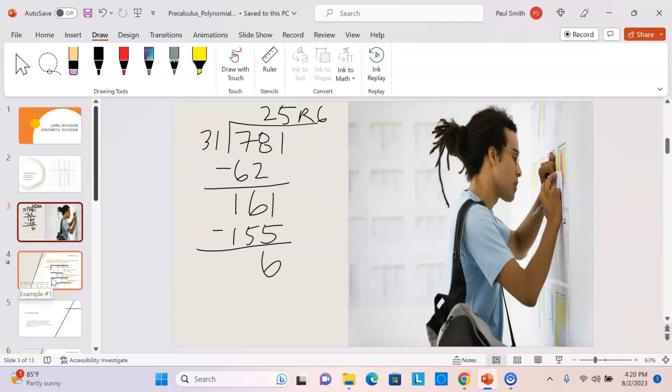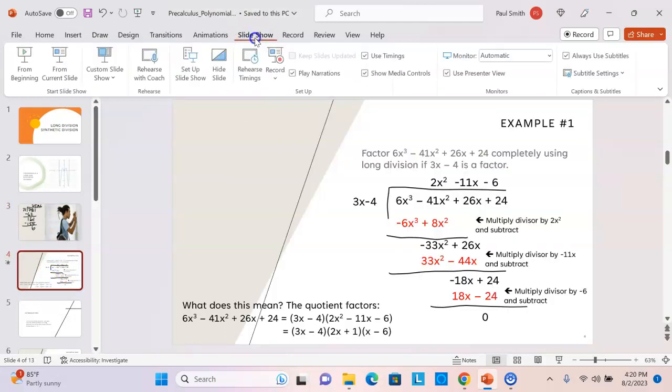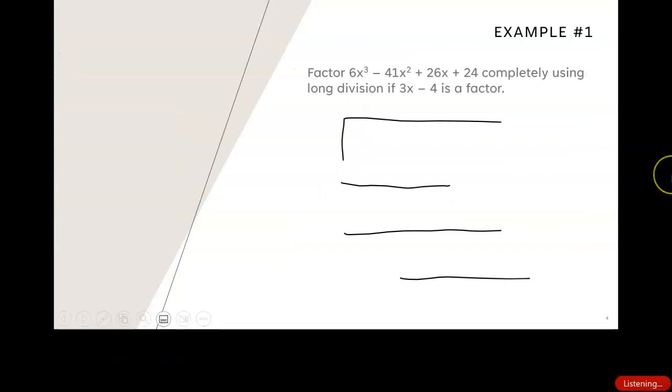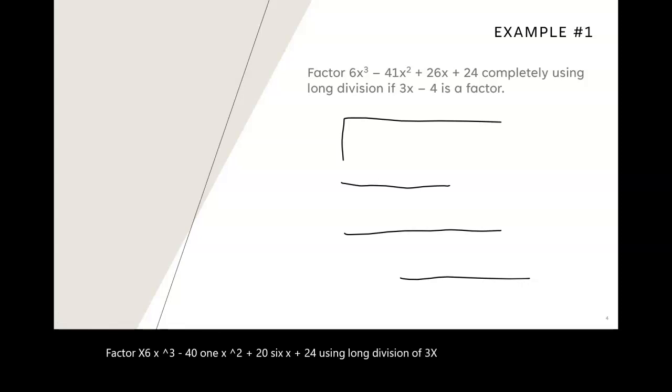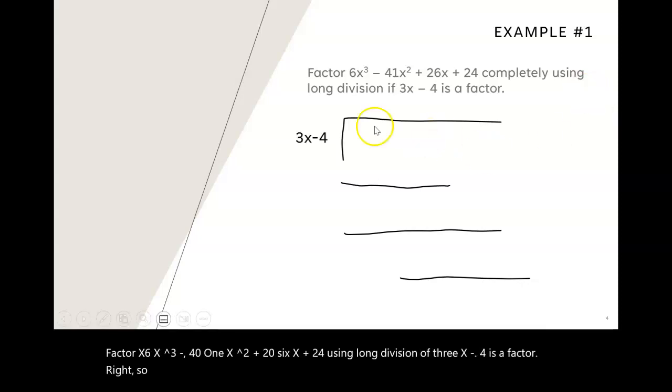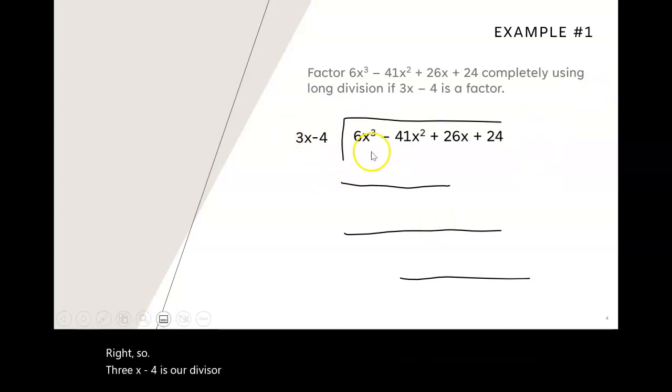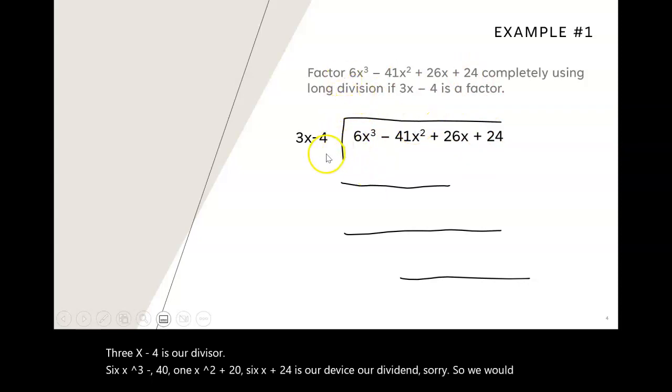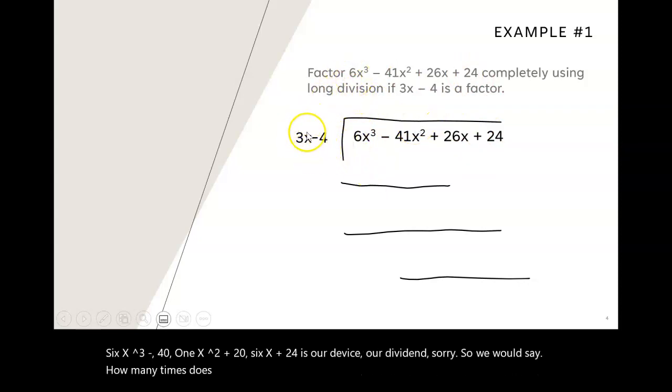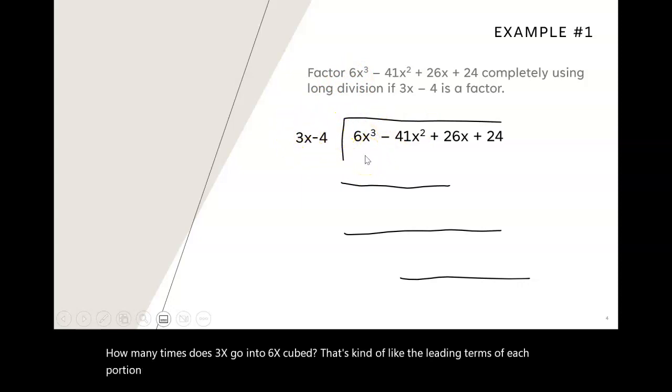It's the same sort of process when we're dealing with dividing polynomials. So let's take a look here. Factor 6x cubed minus 41x squared plus 26x plus 24 using long division, with 3x minus 4 as a factor. So 3x minus 4 is our divisor, and 6x cubed minus 41x squared plus 26x plus 24 is our dividend. We would ask, how many times does 3x go into 6x cubed? Those are the leading terms of each portion of our polynomial.